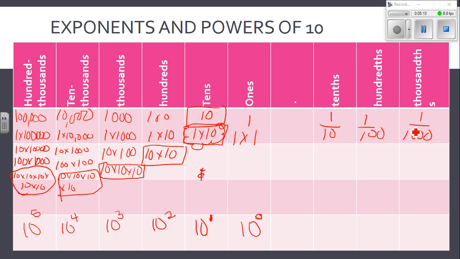Correct? But we're going behind the decimal. So if 1 is equal to 10 to the 0 power, what do you think 1/10 is going to be? 1/10 is actually going to be 10 to the negative 1 power. This is going to be 10 to the negative 2 power. And this is going to be 10 to the negative 3 power.